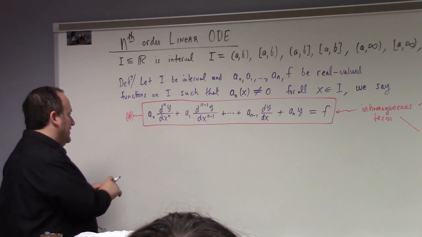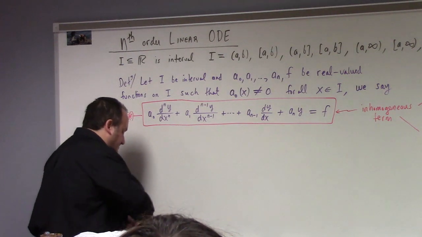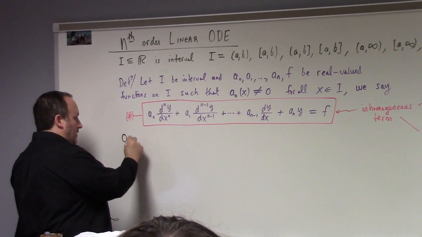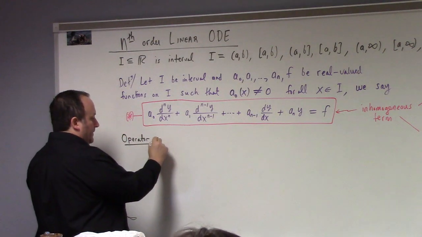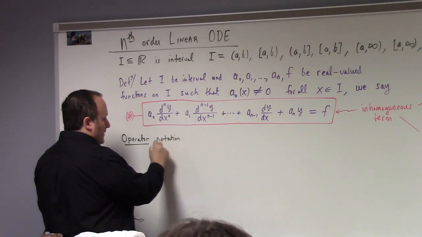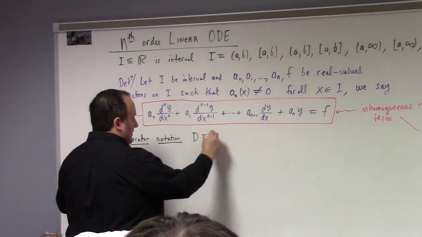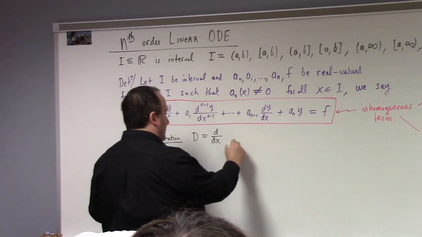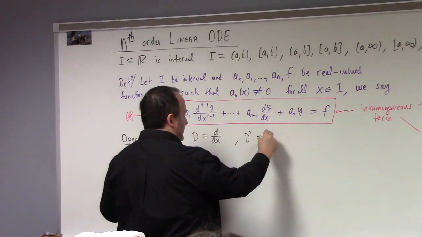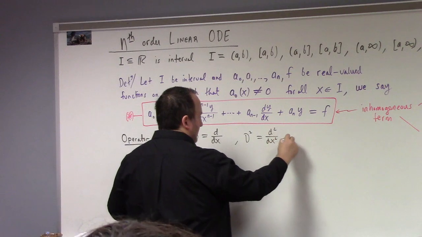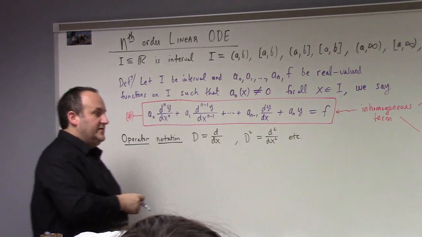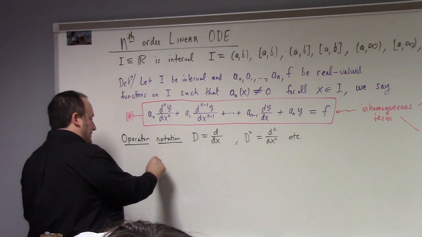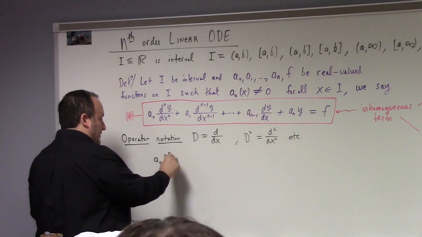So we can introduce operator notation. What's operator notation? Big D is d/dx. And then what's D squared? It's d squared/dx squared, etc., right? So I can rewrite star using operator notation as follows. It's really just a_0 times D to the n.